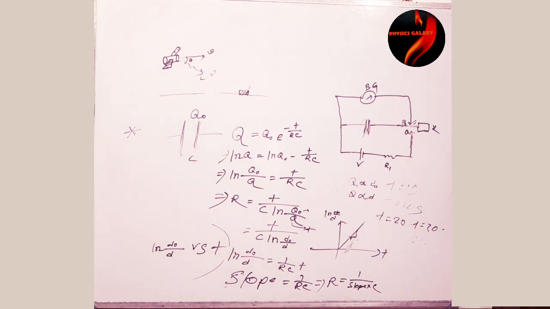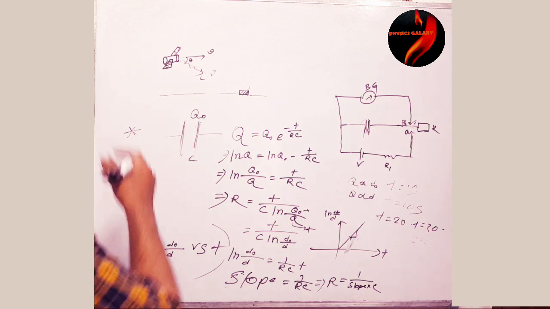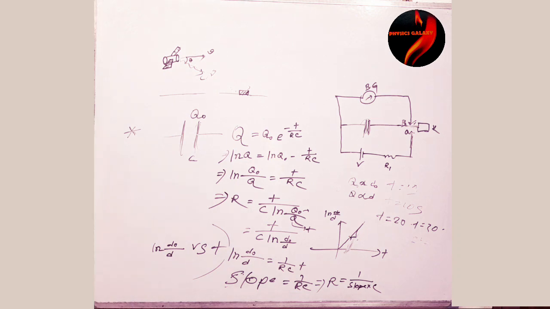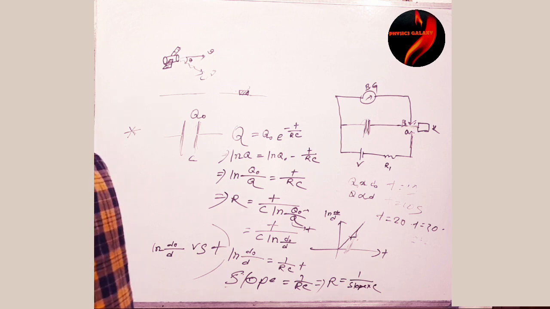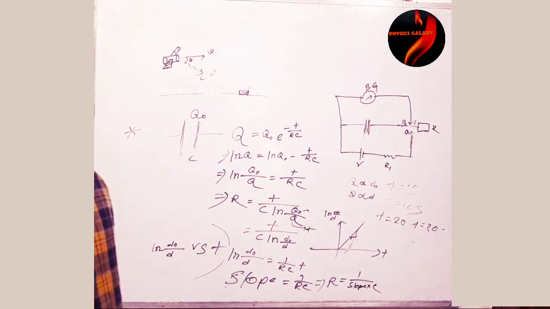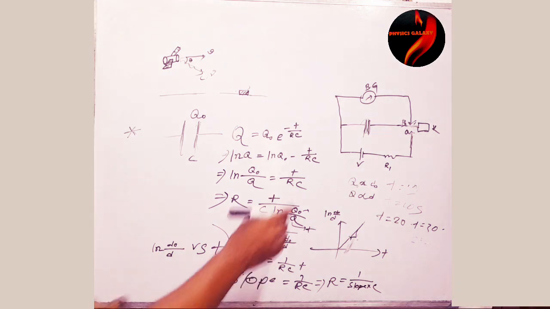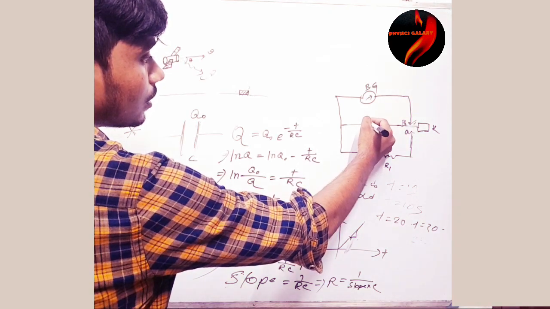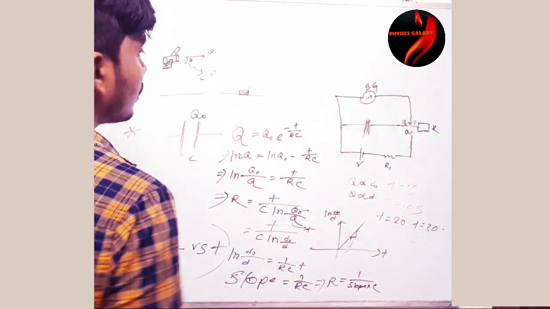Then he asked me why this leakage occurs. What is the main reason for the leakage of the capacitor? I said that the main reason behind the leakage is the impurities of the dielectric medium that has been used inside the capacitor.